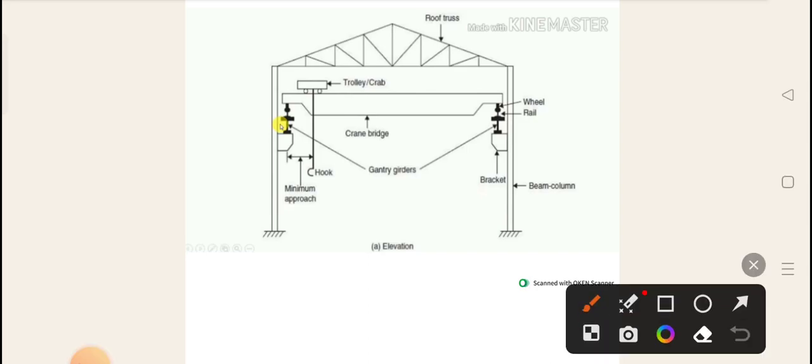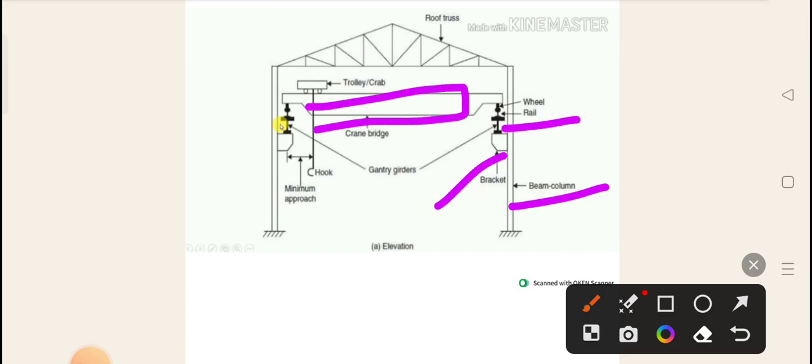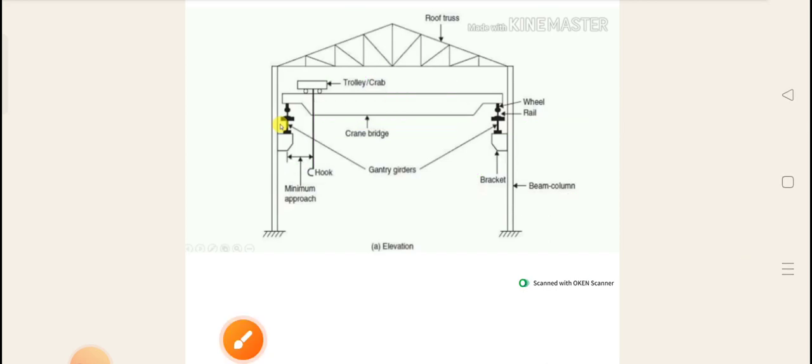So if you see in this diagram, what are the parts? This is your beam column, or you can say this column, and this is the bracket. On that one, the girder is resting, and this is called your crane girder. On that one, you have the trolley or crab, and this is the hook, and this is called the minimum hook approach.